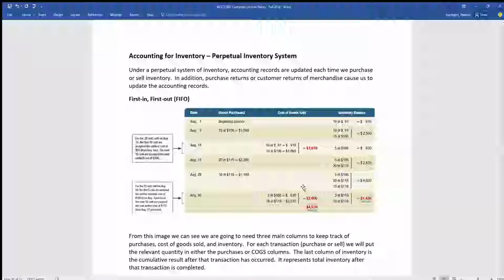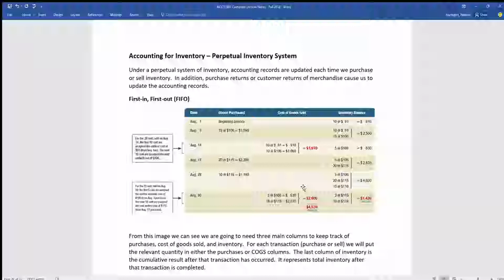So, accounting for inventory, again, we're using the perpetual inventory system. We're not using the periodic. Again, periodic, once a year, once a month, that's when all the inventory is done, mostly physical counts. Here, we're doing it, again, basically continuously. When it comes in, we immediately record it to make sure what our value is.